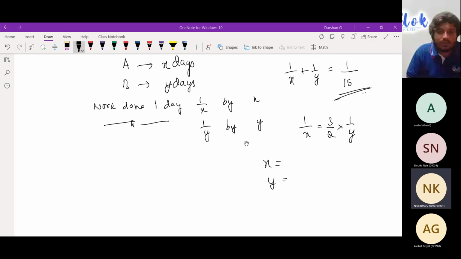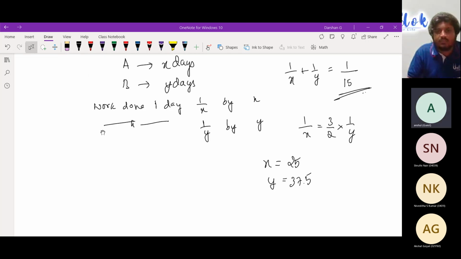So x is 25. Correct, that's right. x is 25 and y is 37.5. That's right. Okay, I think that should be enough for this chapter.